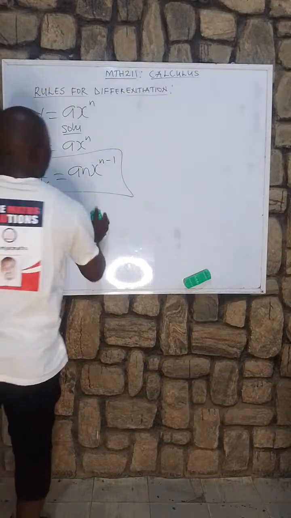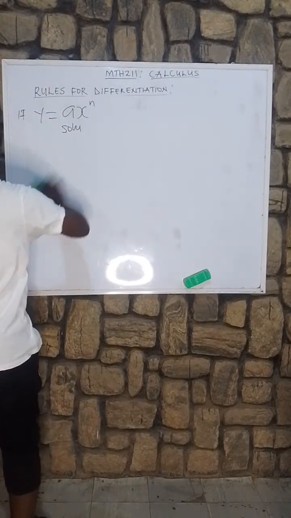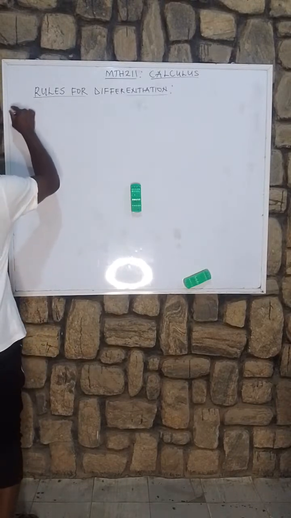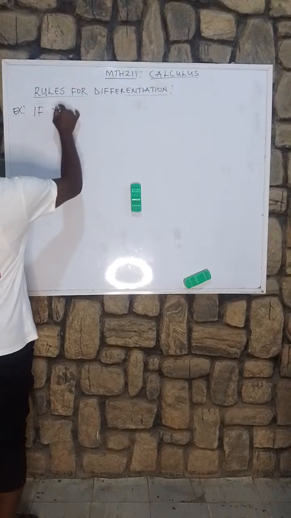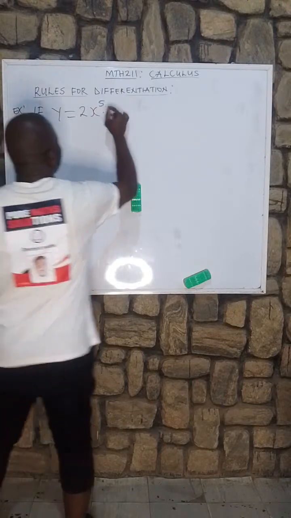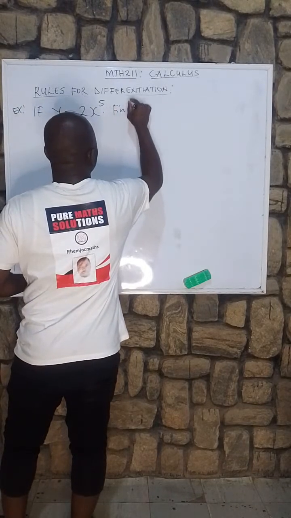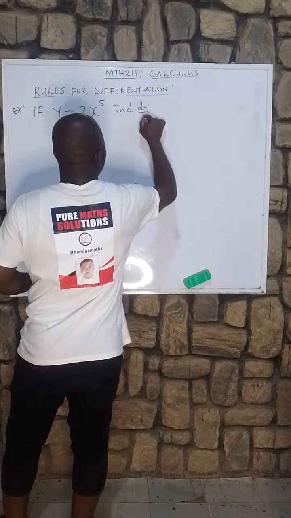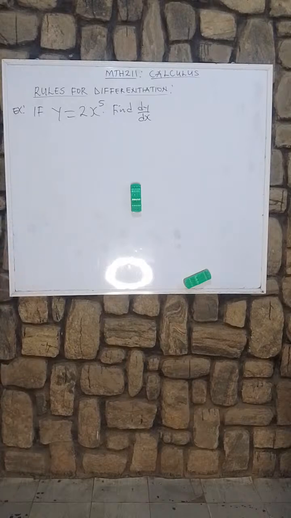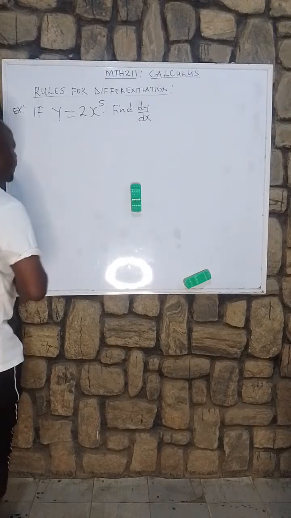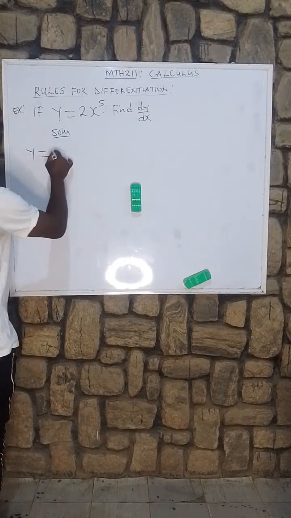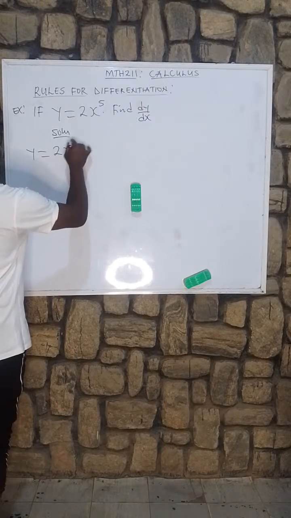Okay, let's proceed to consider some examples. If y equals 2x raised to the power of 5, find dy over dx. So the solution: y is equal to 2x raised to the power of 5.